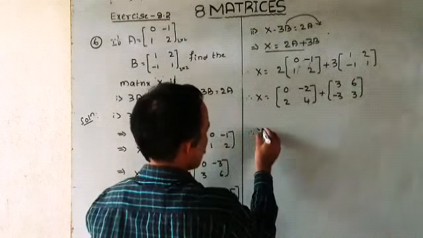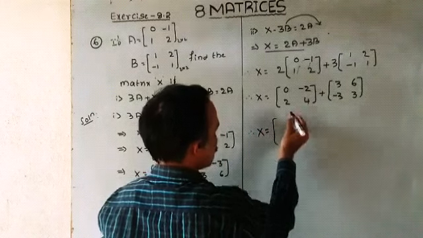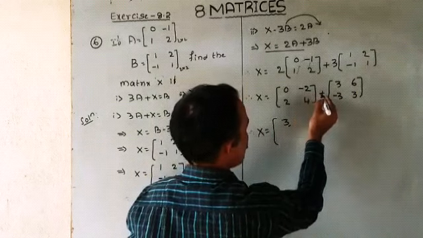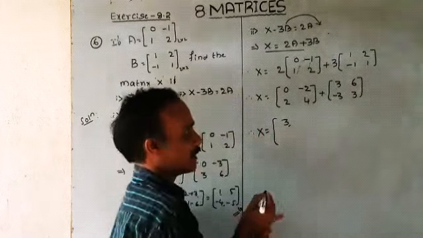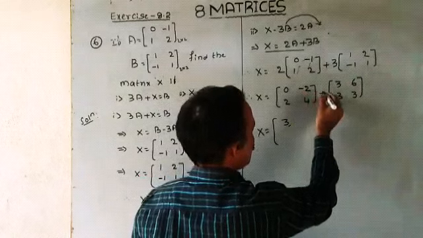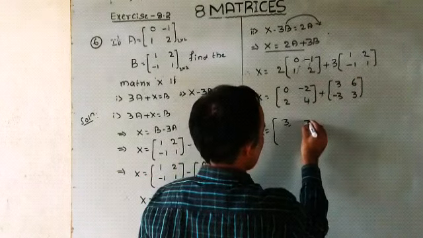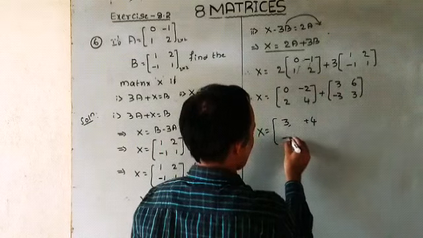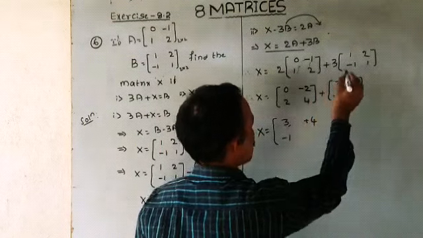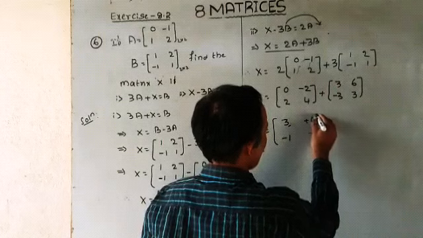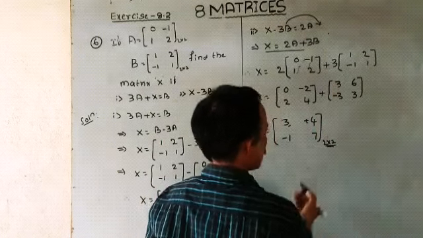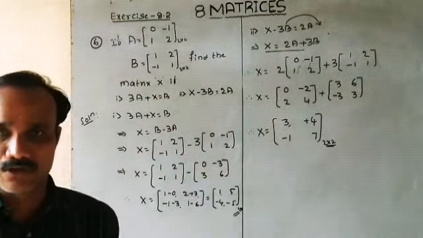And therefore, X is equal to, taking corresponding elements, 0 plus 3, that is 3, minus 2 plus 6, that is plus 4, 2 plus of minus 3, 2 minus 3, that is minus 1, 4 plus 3, that is 7. What is the order of this one? 2 cross 2, either that of A or B. So this is the final answer.